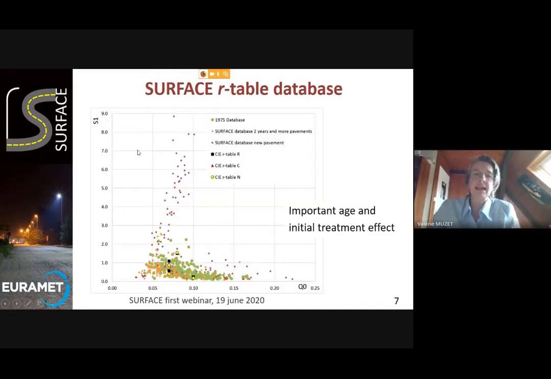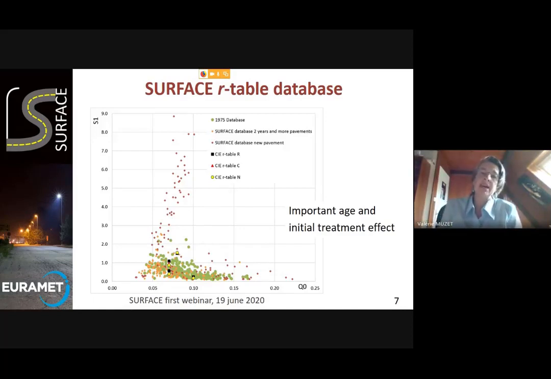What you can see here is Q0 here, and S1 here. In green, you have the old database of the 70s. In red, we have our Surface database with new pavements. And in orange, we have a database of what we called stabilized pavement. I mean, pavement extracted after 2 years of circulation or more.